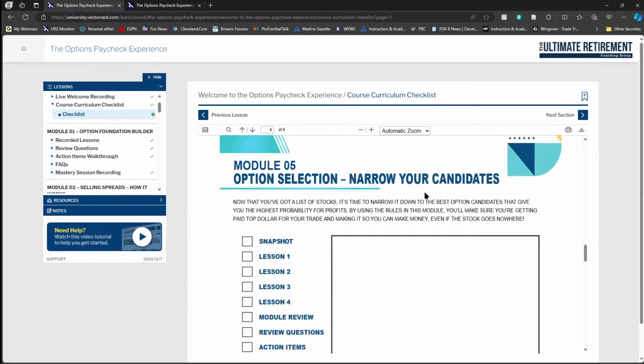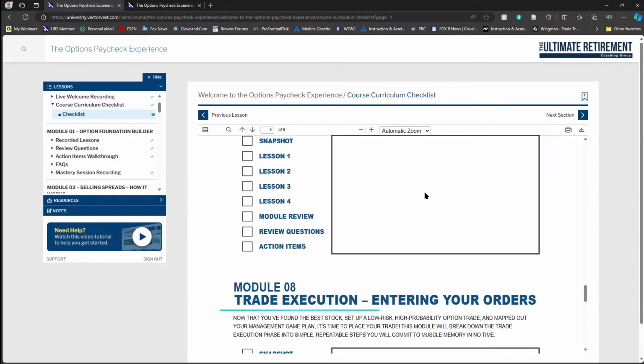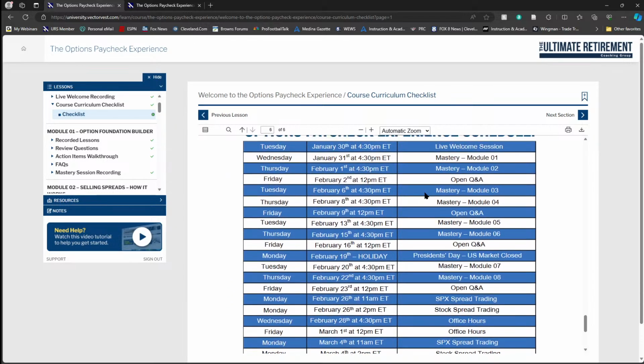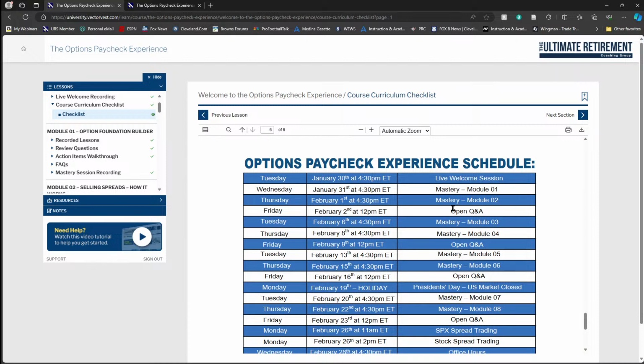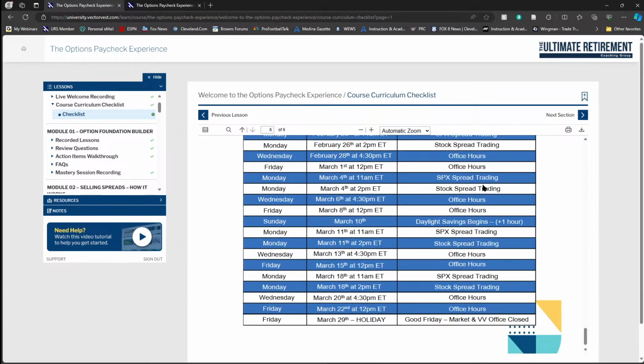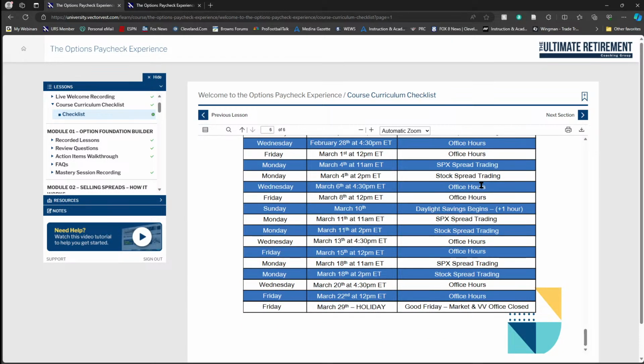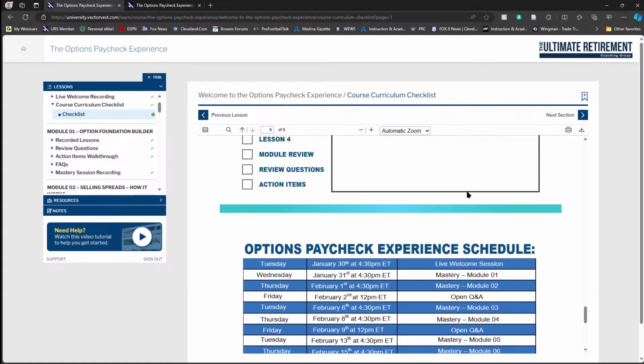Now, the best part about this is when you get to the end, it also has a schedule of all of our live events. So you can see that Tuesday, January 3rd to 4th, it's our welcome session, our mastery sessions, and that takes you all the way through the end of March. Okay, so print that out first, very important.